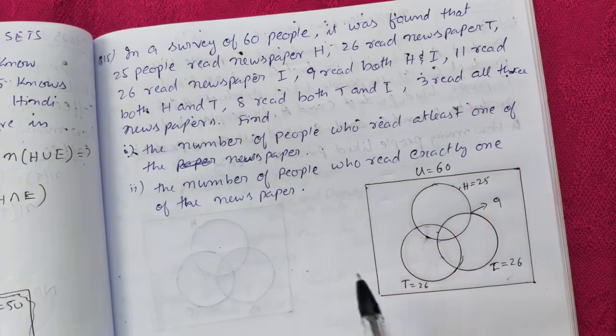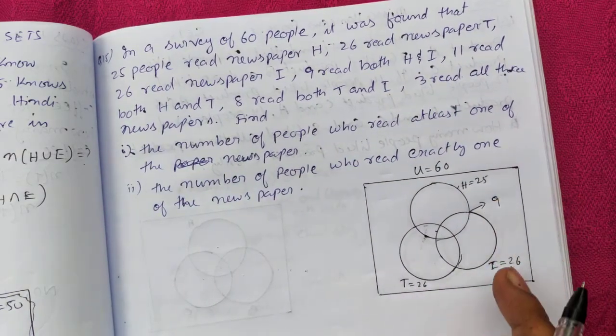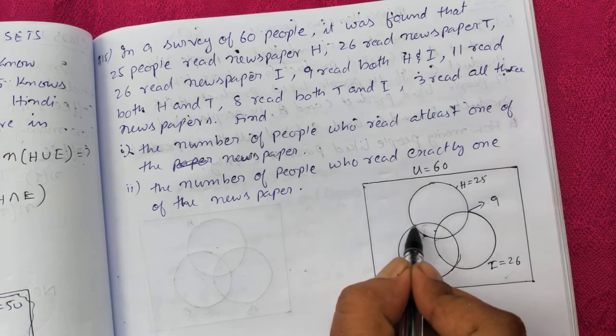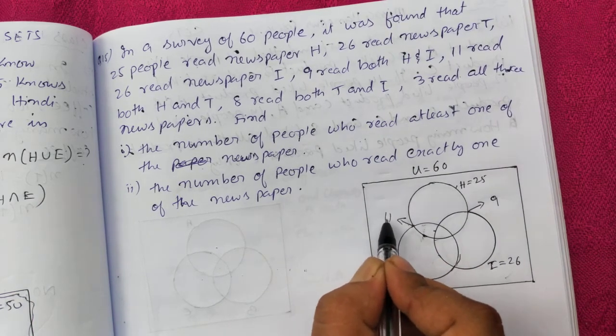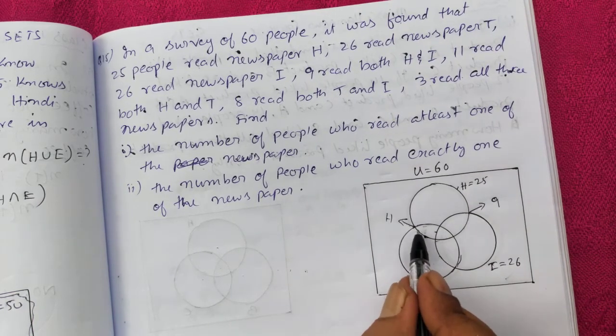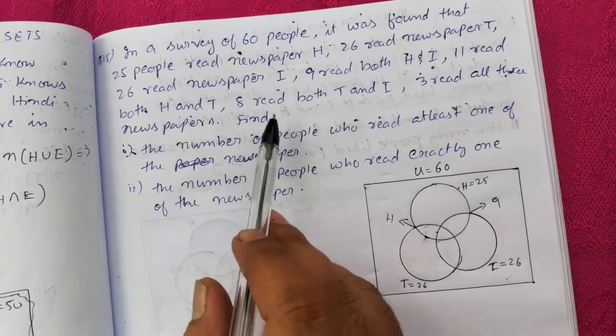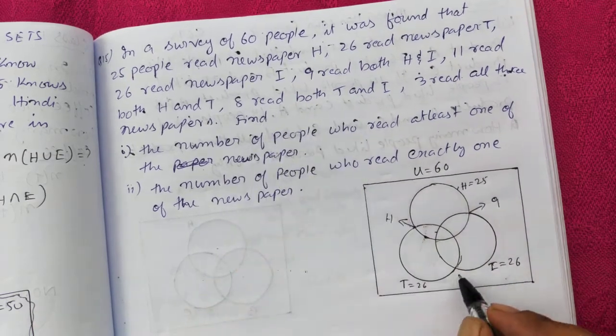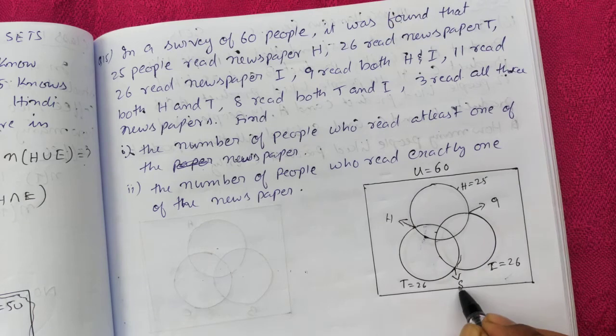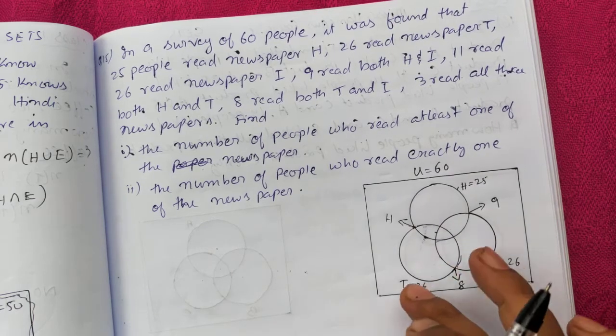11 read both T and H. So 11 read both T and H. So this is the common part, okay? 8 read both T and I. Common of T and I.